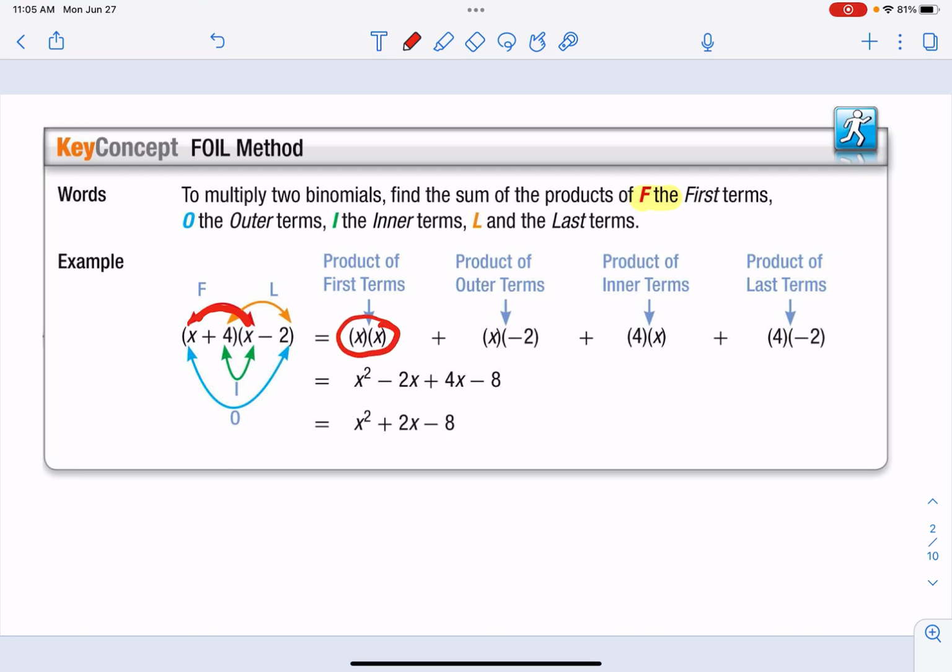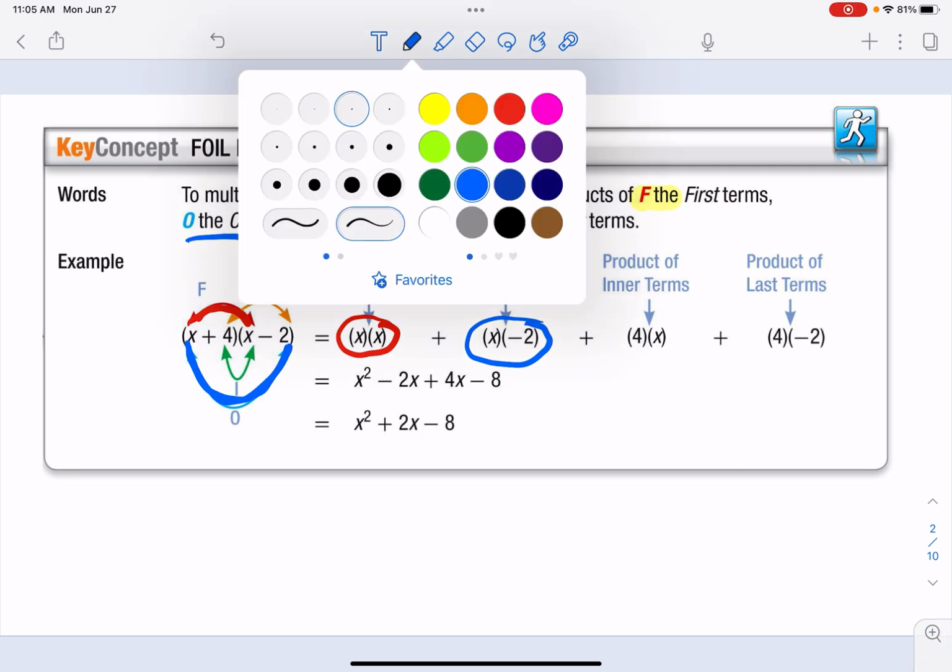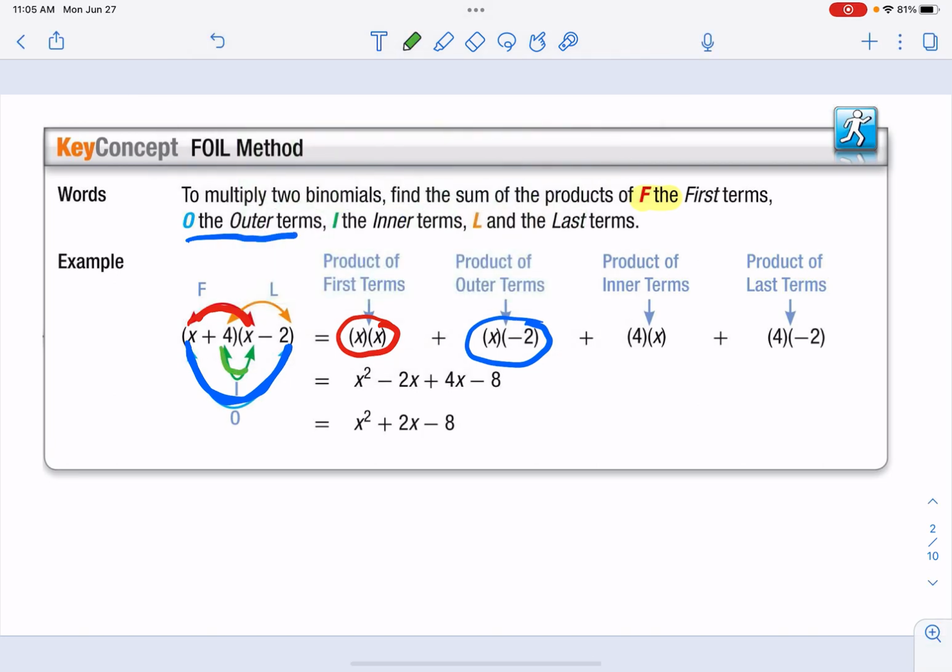And then we have the outer terms, so the two terms that are on the outside. And then we have the inner terms. Our inner terms get multiplied together. And then we have our last terms. Our last terms get multiplied together. And then we simplify and we combine like terms. So again, FOIL.